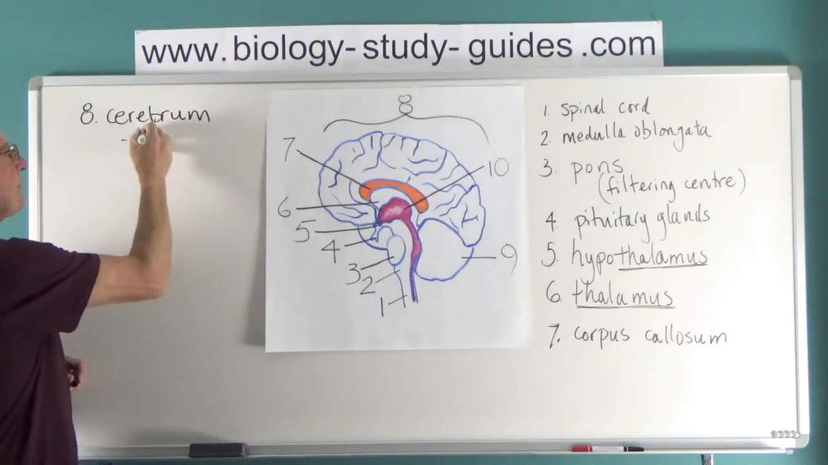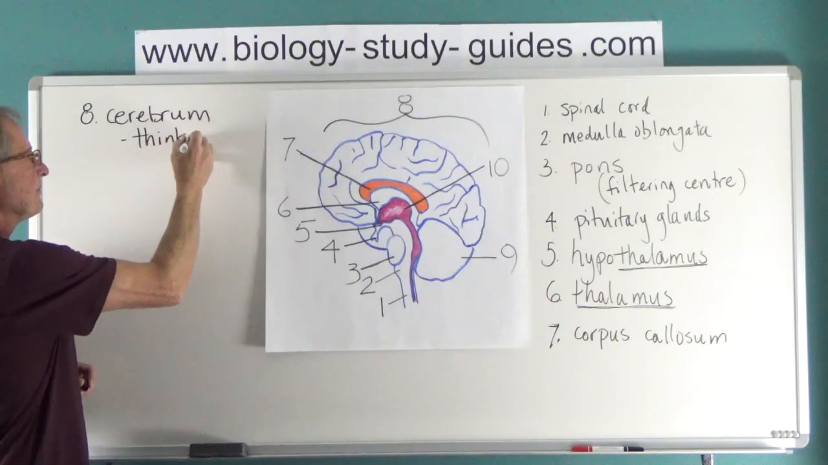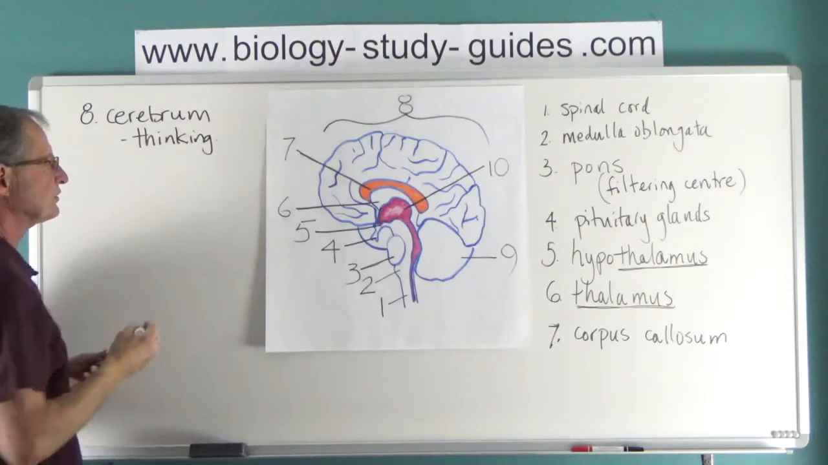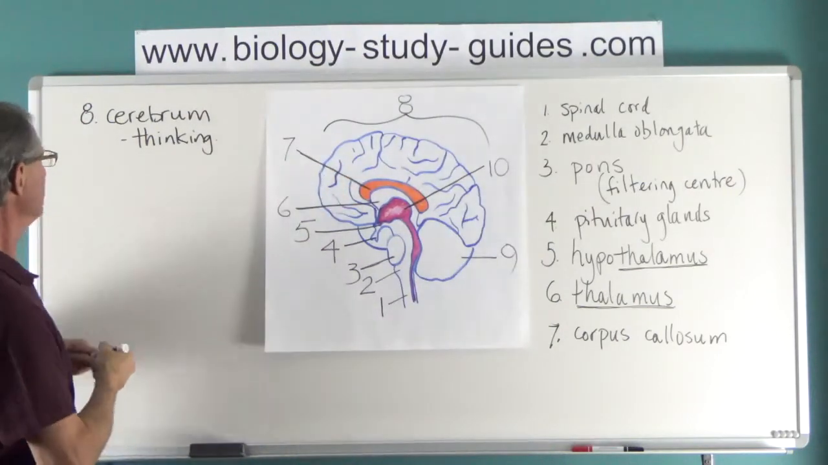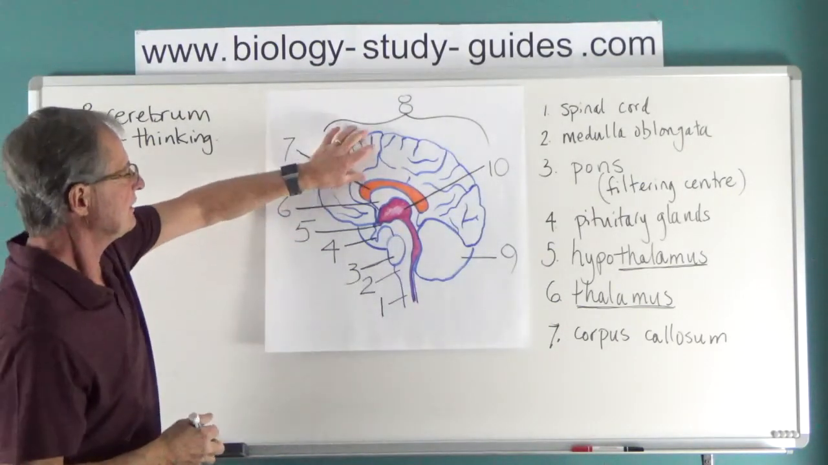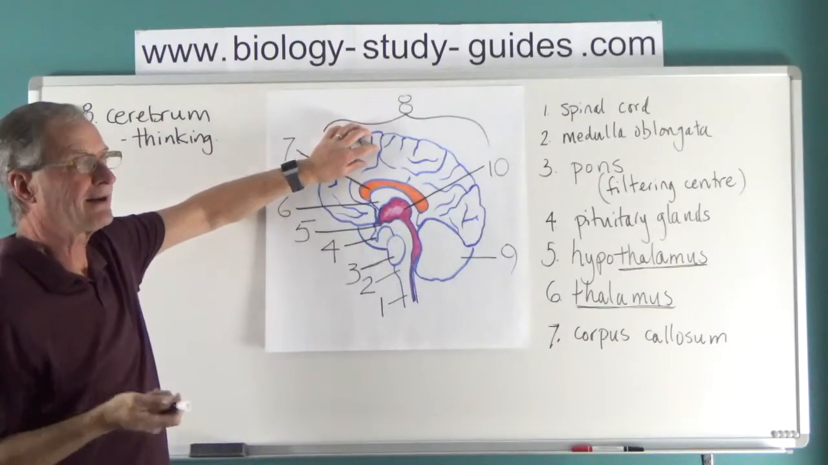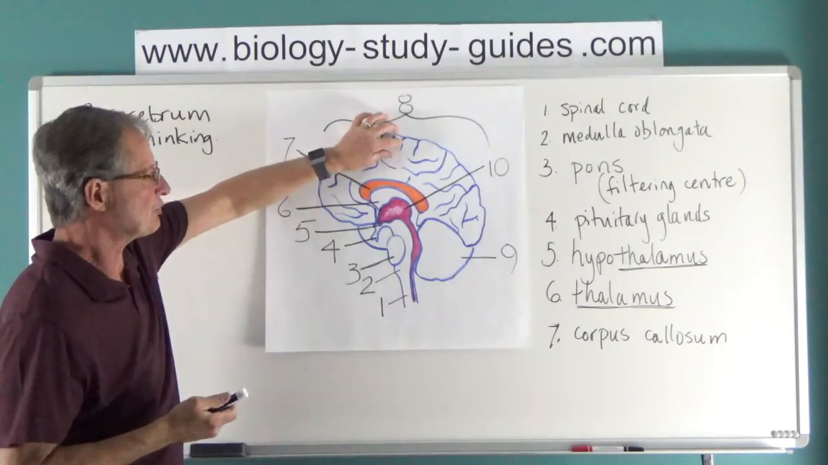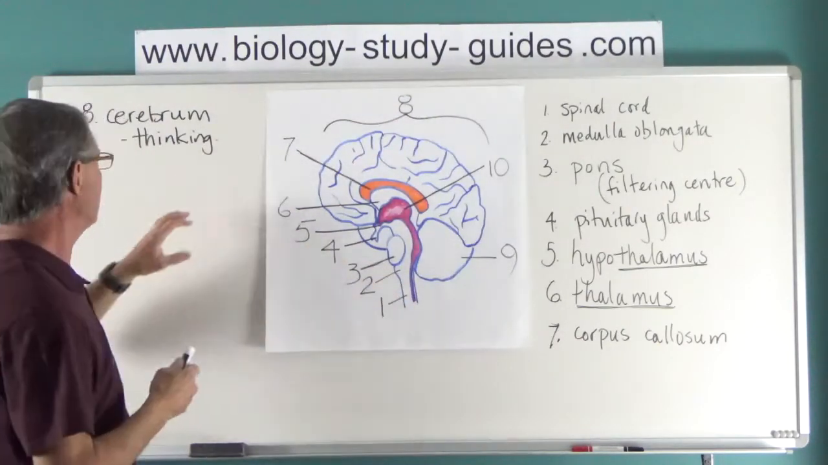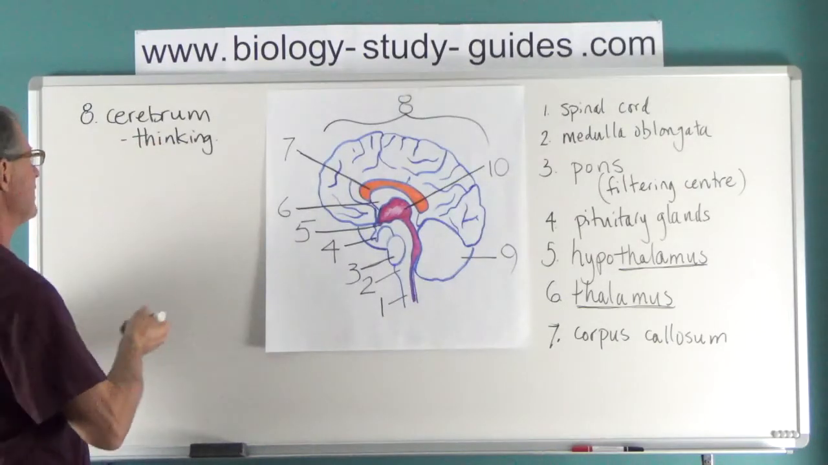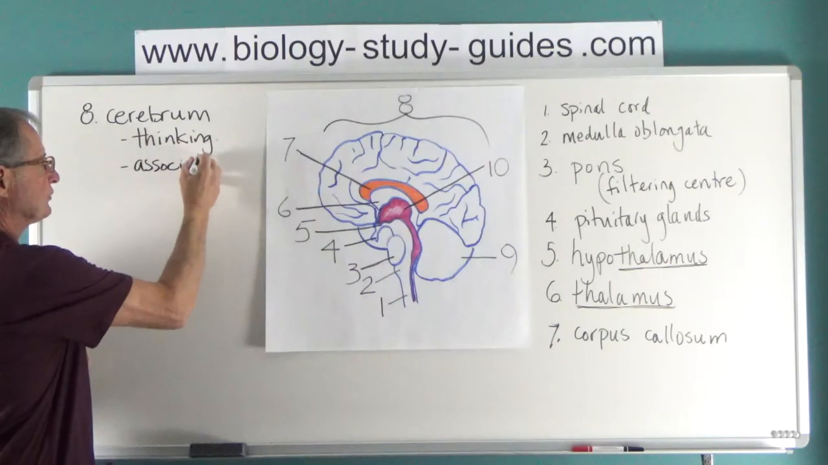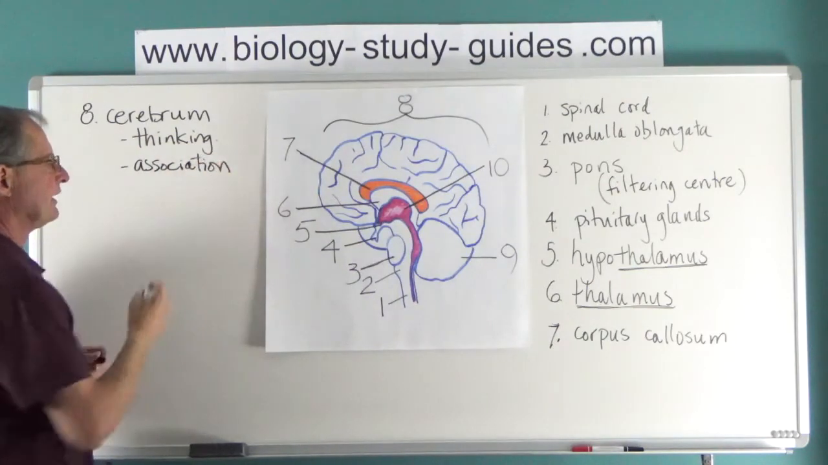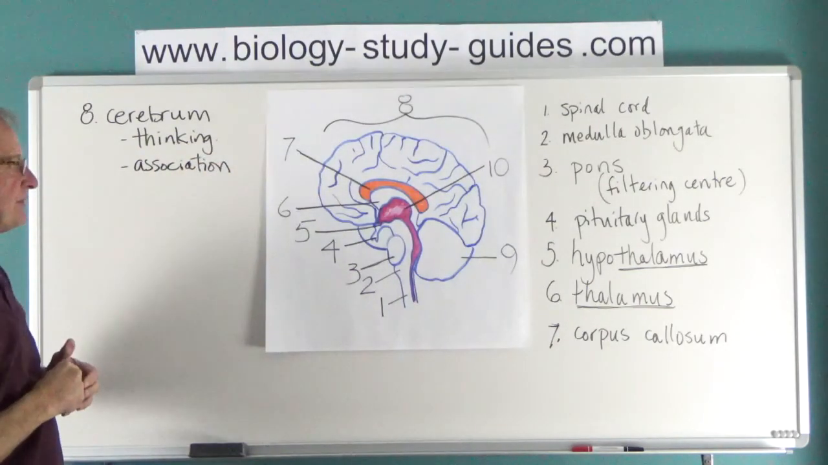It's basically all the thinking stuff. So you have the motor area up here, the association area for thinking, and the sensory area here. You say, okay, now I've got to do something about that, so it sends a message over to your motor area and sends a message back out again. So, thinking and association area: you make all the connections with the impulses.